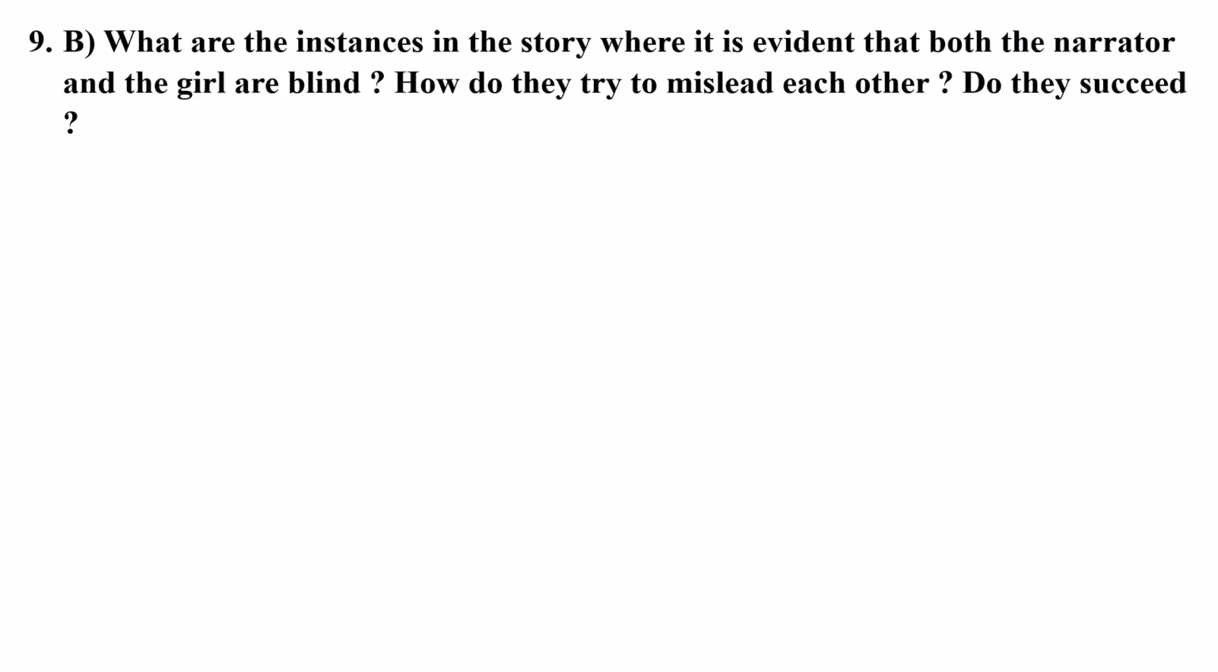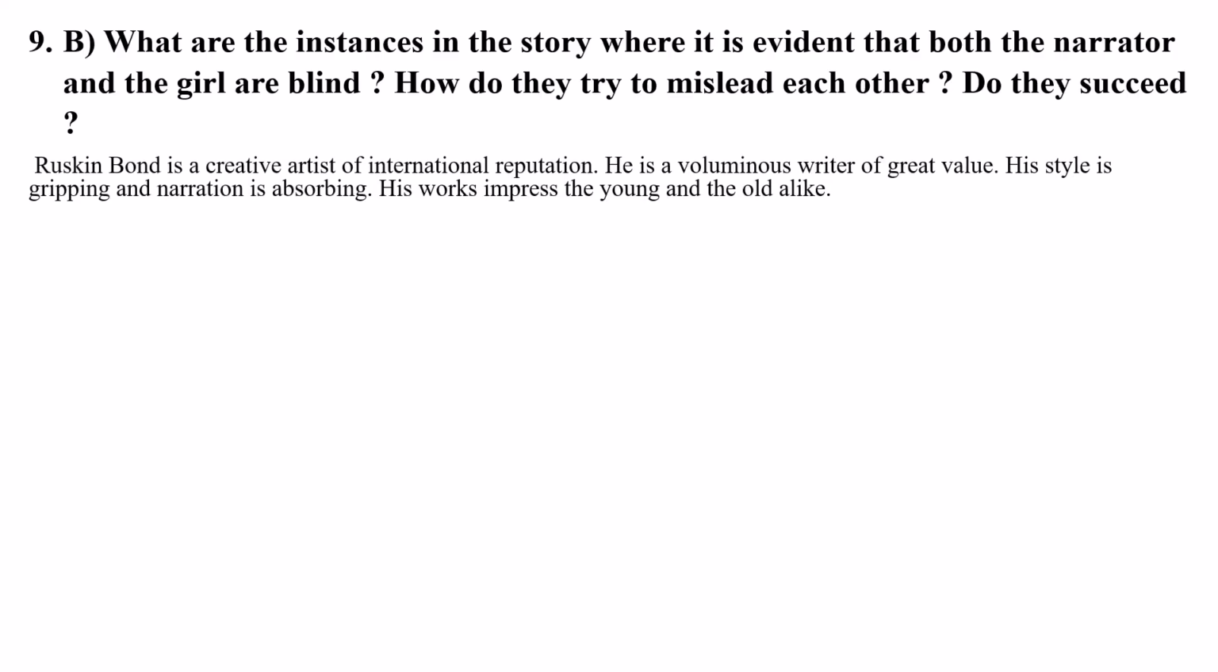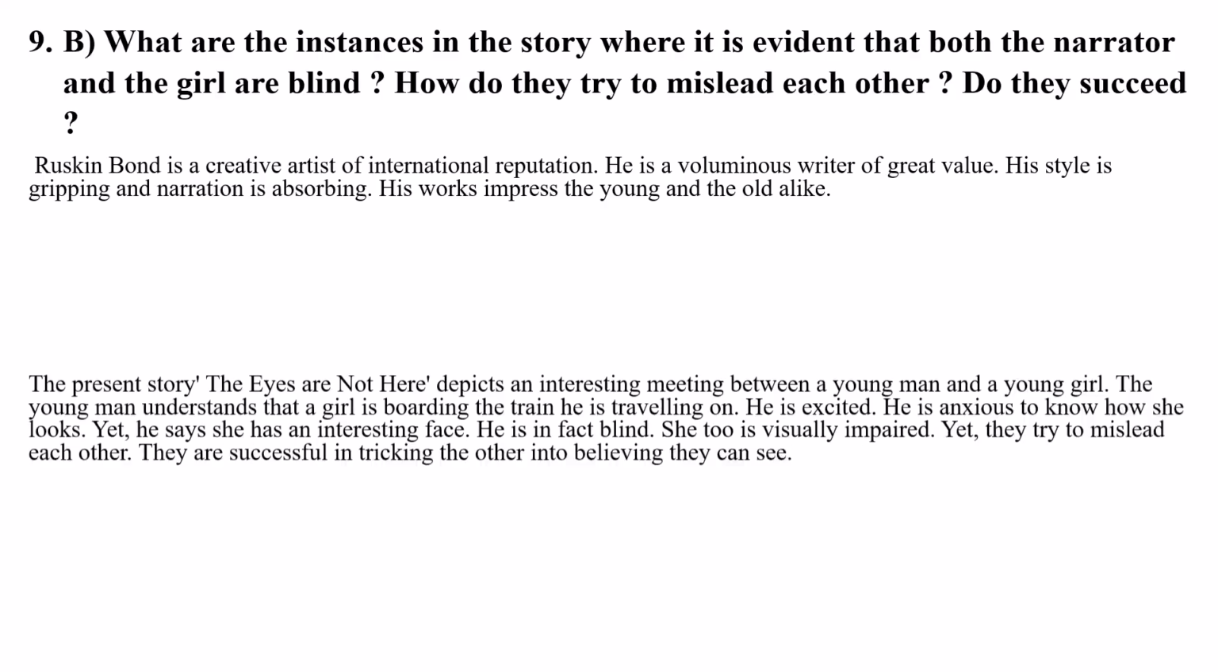Next question. What are the instances in the story where it is evident that both the narrator and the girl are blind? How do they try to mislead each other? Do they succeed? This is from the lesson The Eyes Are Not Here. So Ruskin Bond is a creative artist of international reputation. He is a voluminous writer of great value. His style is gripping and narration is absorbing. His works impress the young and the old alike.